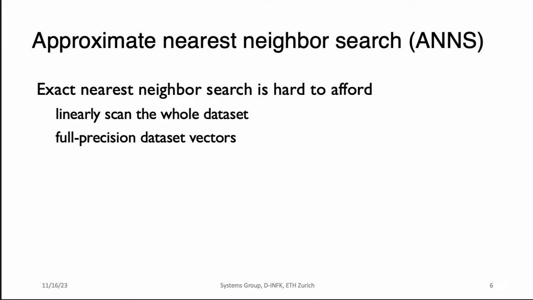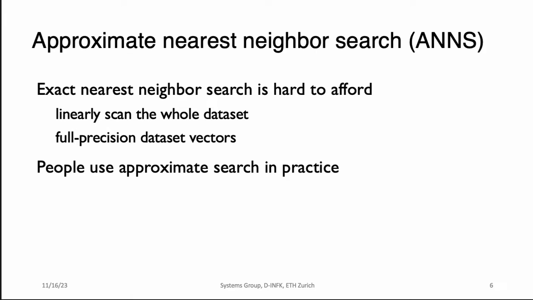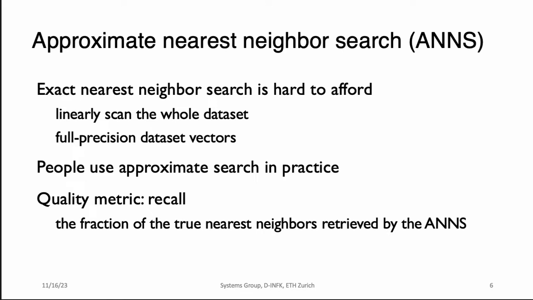Now, if you run large-scale vector search, such as searching through the web, exact nearest neighbor search turns out to be too hard to afford because it requires a linear scan through the full-precision database vectors. So in practice, people typically use approximate nearest neighbor search, or ANN search for short, which trades retrieval quality for much higher performance. The quality metric of approximate nearest neighbor search here is recall, which measures the fraction of true nearest neighbors retrieved by approximate nearest neighbor search.